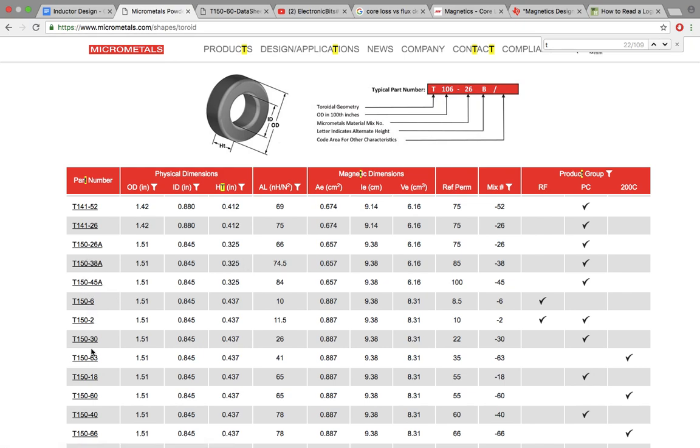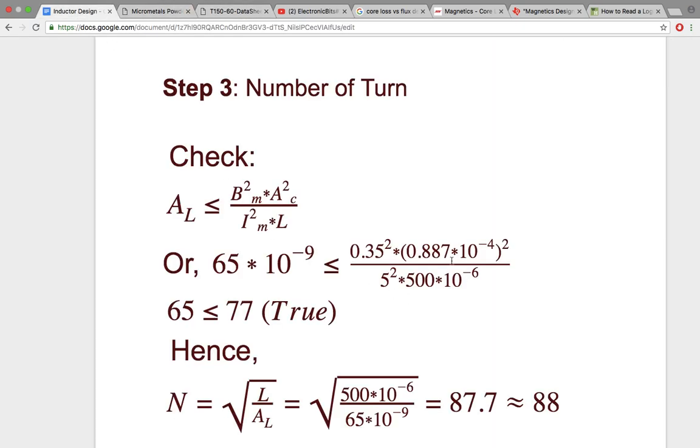So I have chosen T15060. Yeah, it says 65 here. There is 66 also, you can choose this also, not a problem. Basically this cross check is also helping in one case. If your area is this, now you can see the AL condition is being justified here. So using this, if it is justifying, you can choose the suitable core with suitable AL value also.